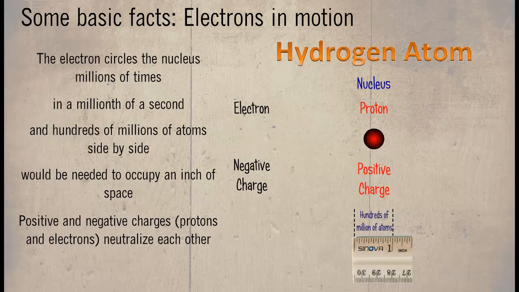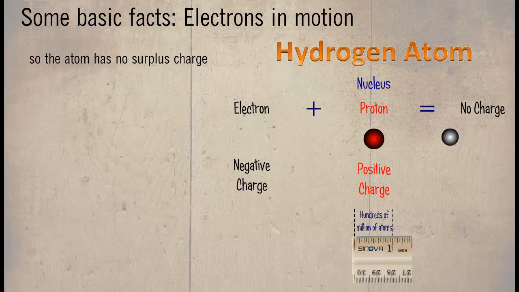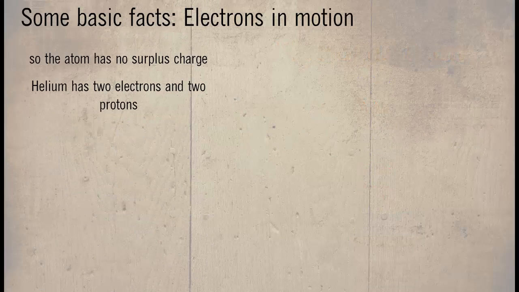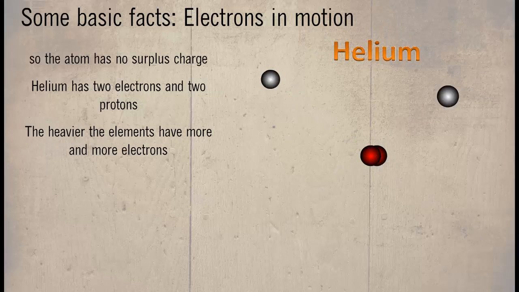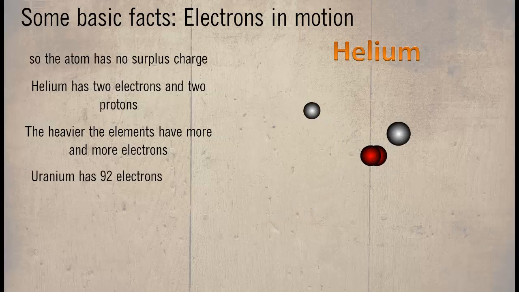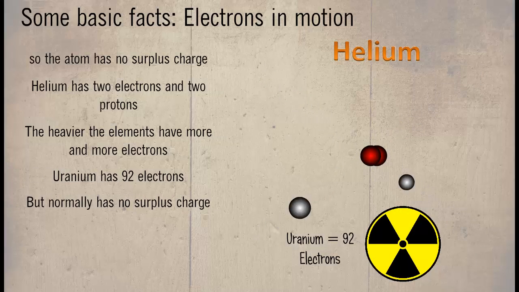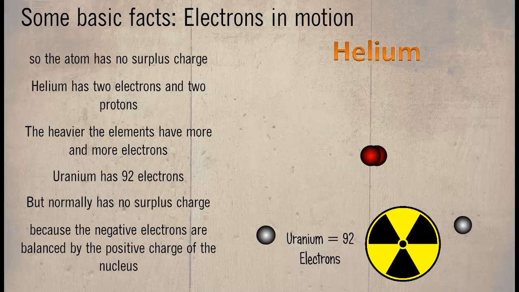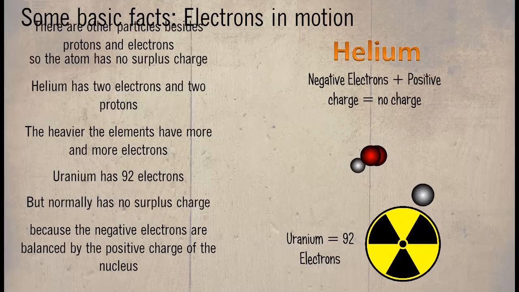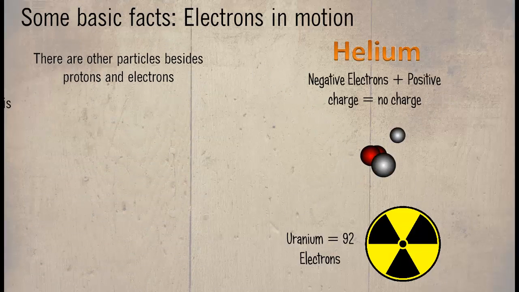Positive and negative charges, protons and electrons, neutralize each other, so the atom has no surplus charge. Helium has 2 electrons and 2 protons. The heavier the element, the more and more electrons. Uranium has 92 electrons, but normally has no surplus charge because the negative electrons are balanced by the positive charge of the nucleus. There are other particles besides protons and electrons.